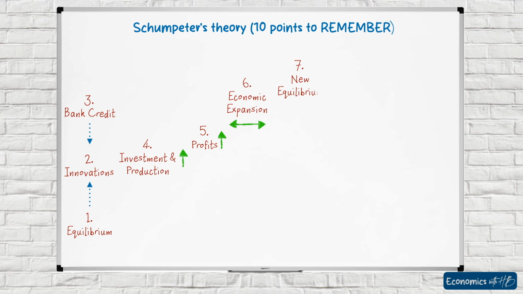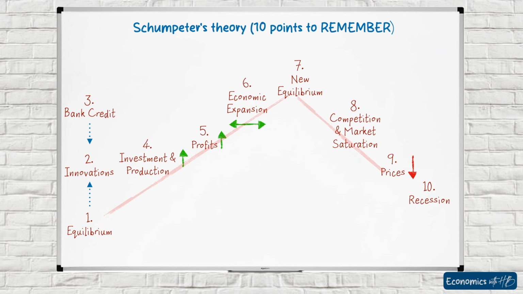Economy moves to a new equilibrium at a higher level of income and output. Competition rises to share these high profits, ultimately leading to market saturation. Prices now begin to fall, demand slows down and investment disappears. Economy heads into a recession before the new cycle of innovation kicks in and the process starts all over again.